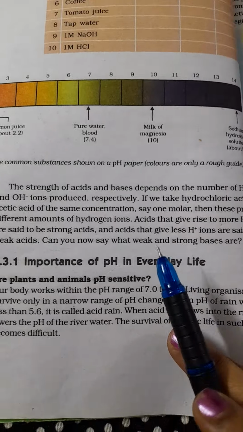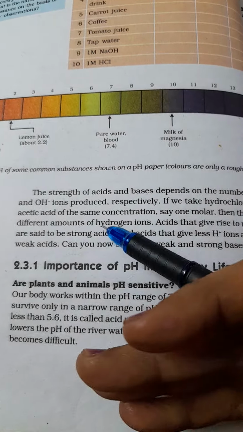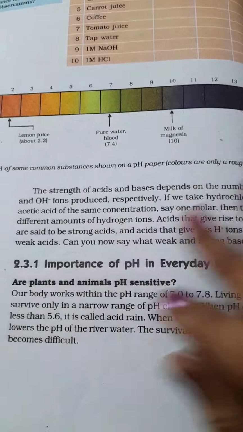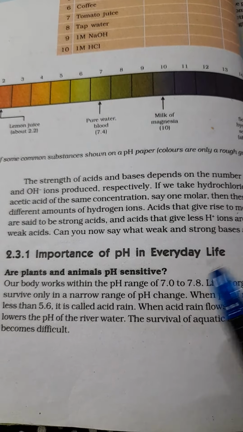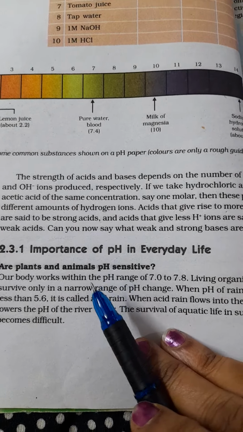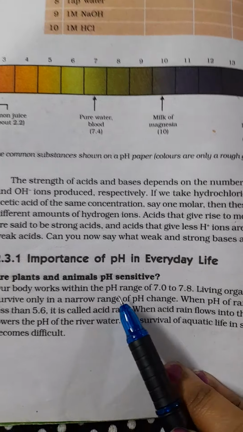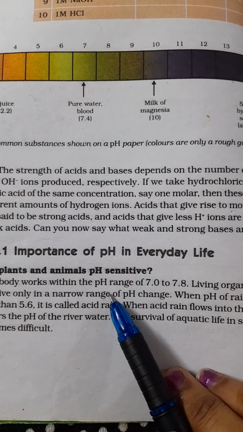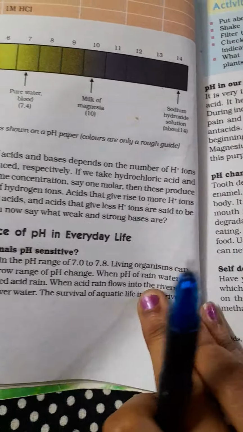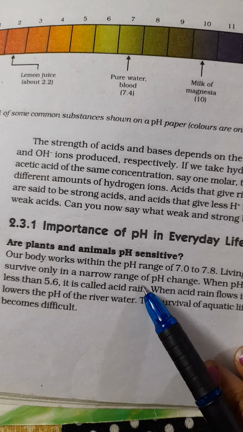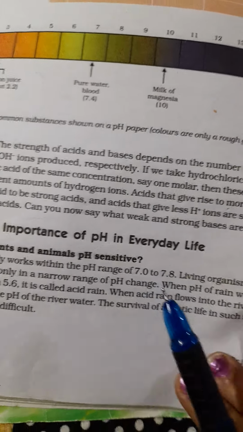Now, can you think about the importance of pH in everyday life? We have been talking about pH value for quite a long time. Why should we know the pH value of any substance? What has it got to do with our daily life? Plants and animals are pH sensitive. Our body works within the pH range 7 to 7.8. Living organisms can survive only in a narrow range of pH. See, it is so short, 7 to 7.8.